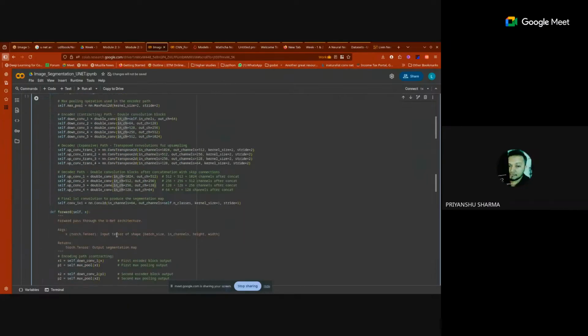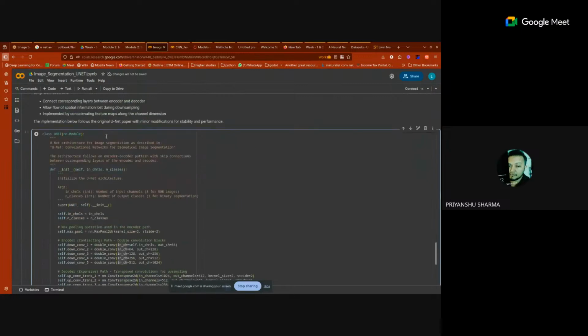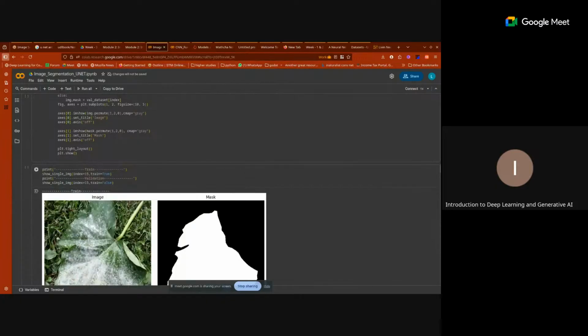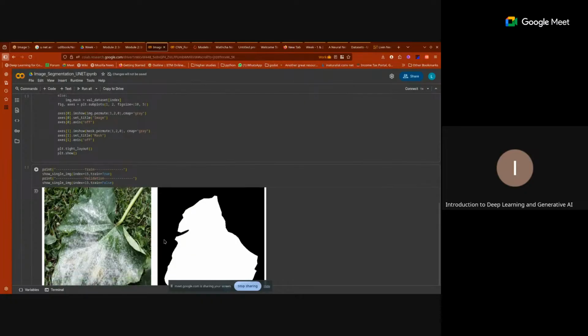Sir, is this UNet an older architecture or a modern architecture? For image segmentation, UNet is used mostly till date, right? UNet is a very standard architecture. It's proven for these kinds of tasks.